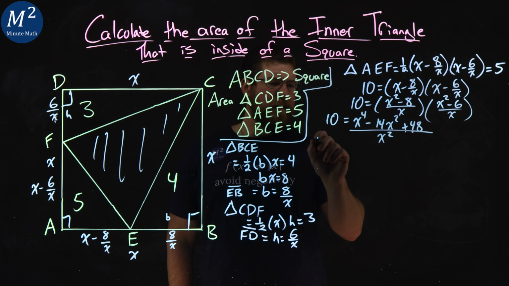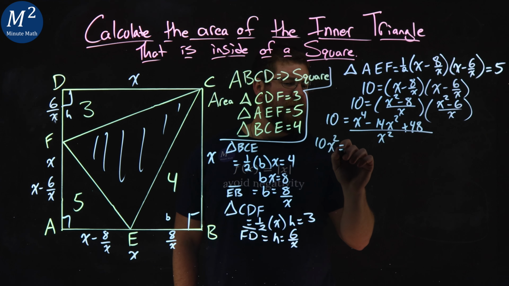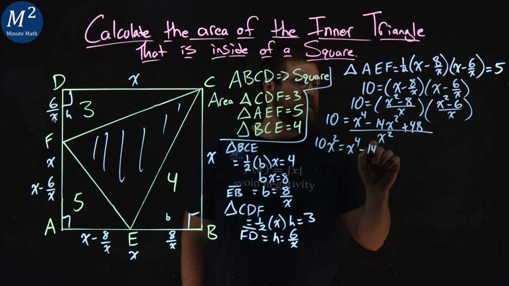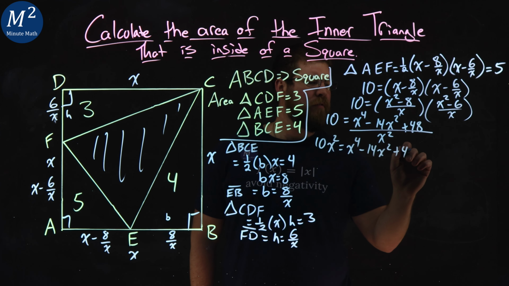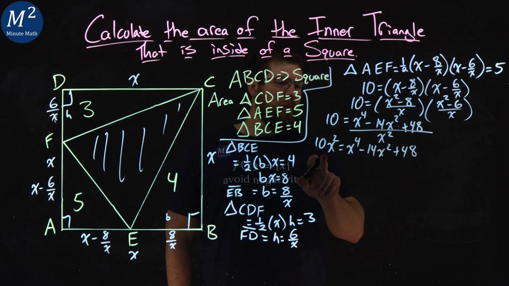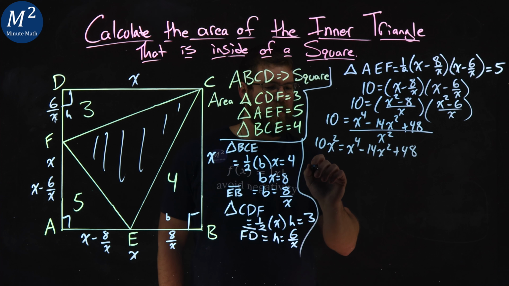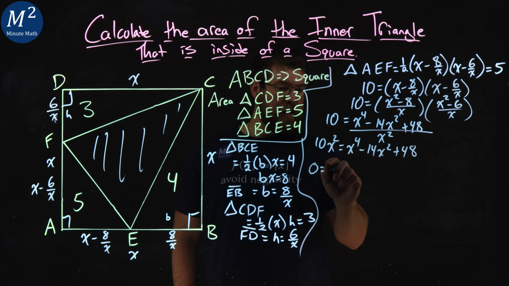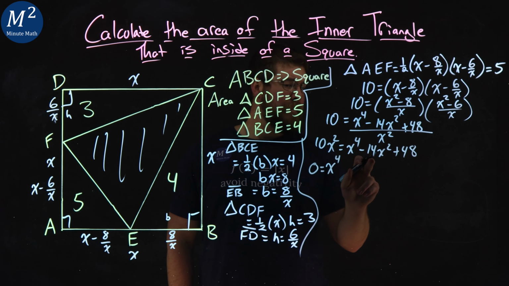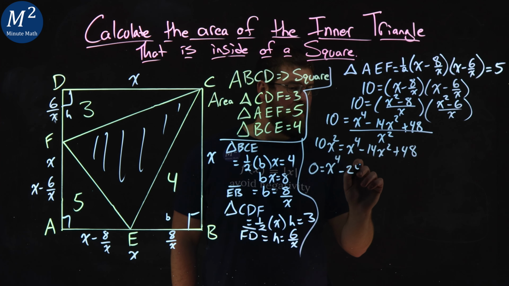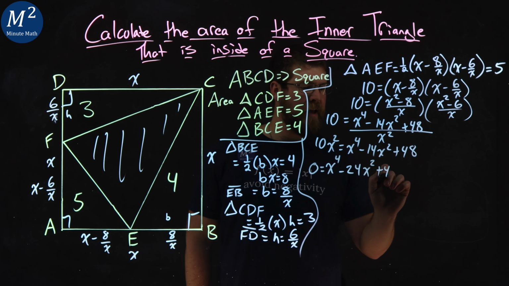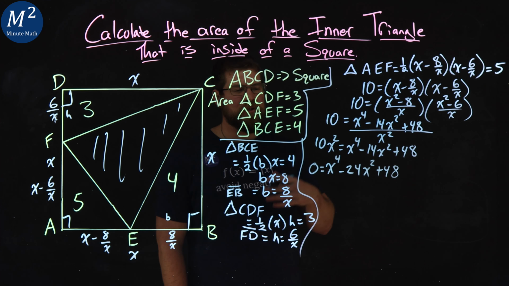Doing that, we have 10x squared equals x to the 4th minus 14x squared plus 48. Bring the 10x squared over to the right hand side, let's get it equal to 0 here. So 0 is equal to a good old x to the 4th minus 24x squared plus 48. And here, I'm going to try to solve for x.